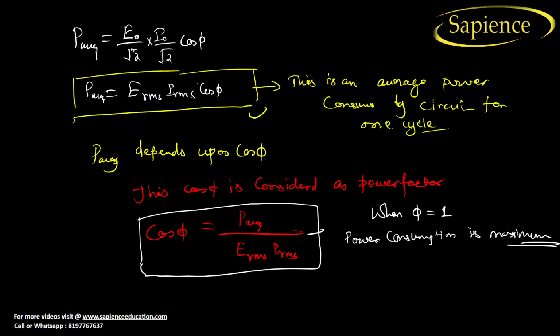So if you have any doubt, you can ask. Now we will discuss the conditions of the average power for each and every circuit. So first condition for average power, let us consider average power for a resistive circuit.